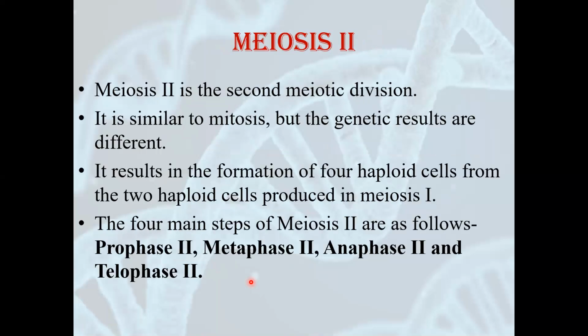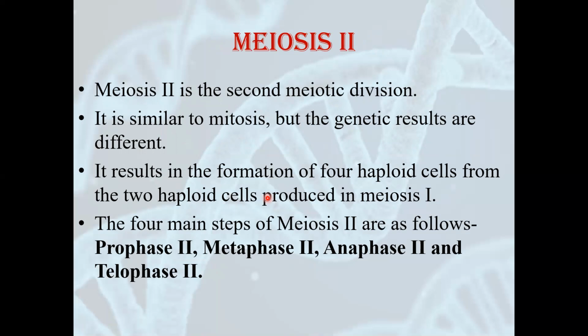Meiosis 2 will occur. Meiosis 2 is the second meiotic division. It is similar to mitosis, but the genetic results will be different. Why? Because recombination has already occurred, and this results in the formation of 4 haploid cells. What is the meaning of haploid cells? Haploid cells means the cells having one set of chromosomes.